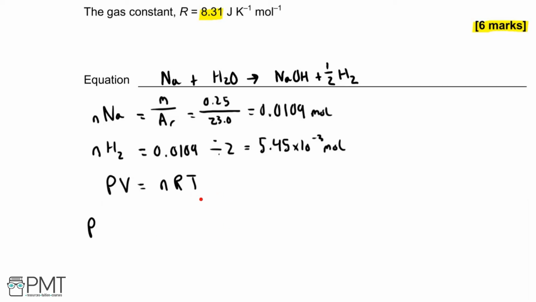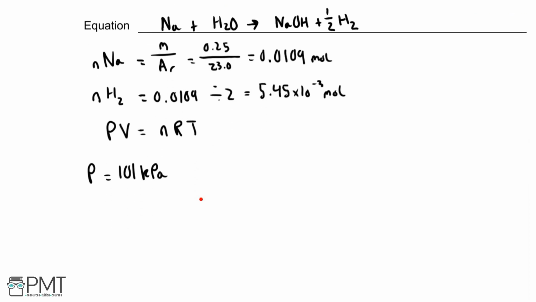The question told us that we have 101 kilopascals. However, we don't want the pressure measured in kilopascals, we need it in just pascals. So like converting between kilometers and meters, the way we're going to do this is multiplying by 1,000. That kilo means 1,000, so we just multiply by 1,000. So that's going to be equal to 101,000 pascals.